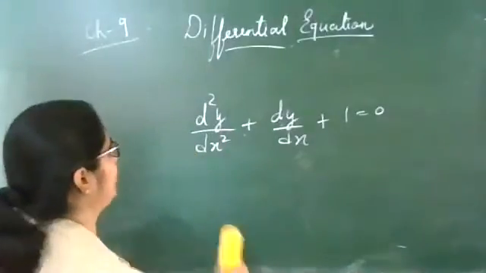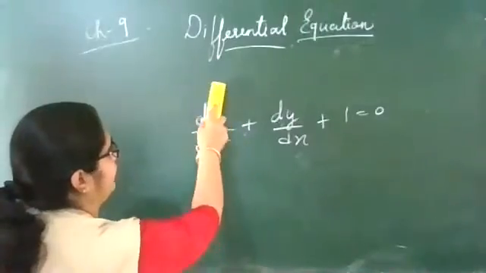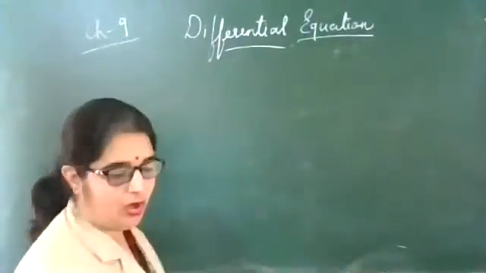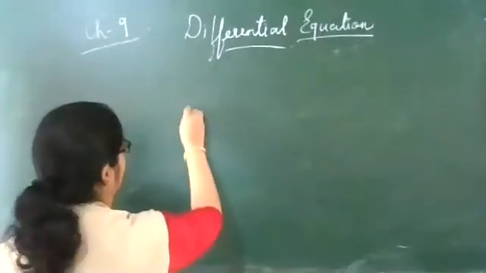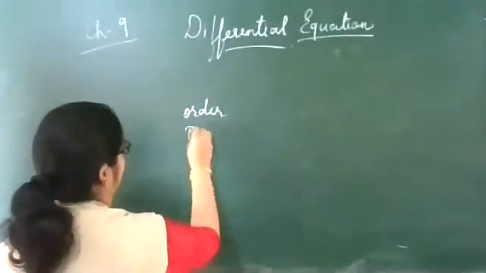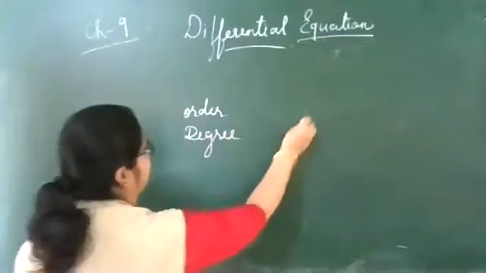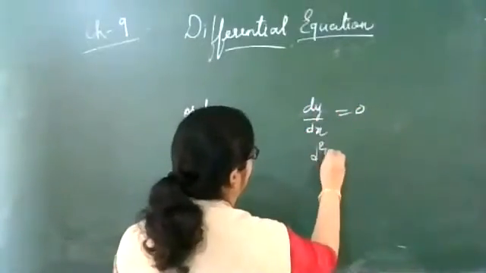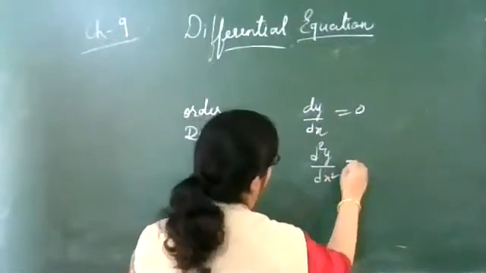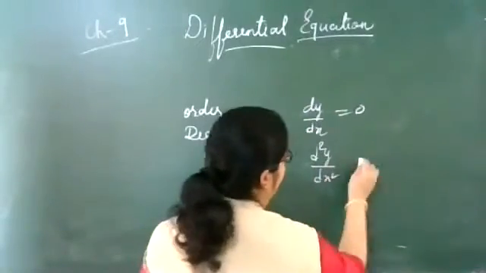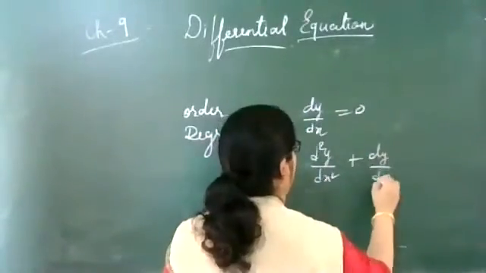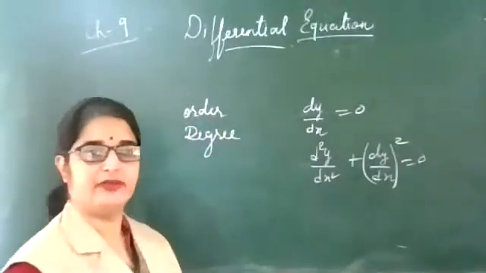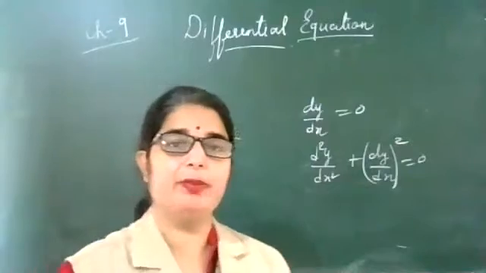So what does a differential equation basically involve? It involves the derivatives. Now come to the order and degree. If you say dy by dx is equal to 0, yes, it is also a differential equation. d square y by dx square is equal to 0, yes, it is also a differential equation. If I add plus dy by dx is equal to 0, then also it is a differential equation. So there can be multiple differential equations.